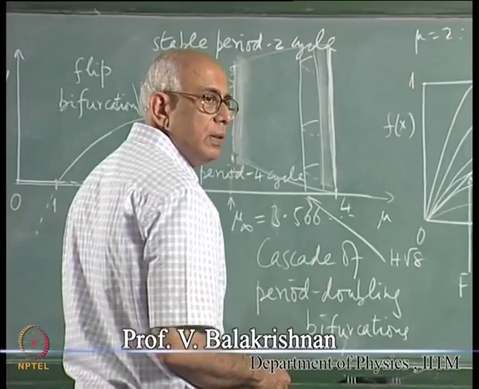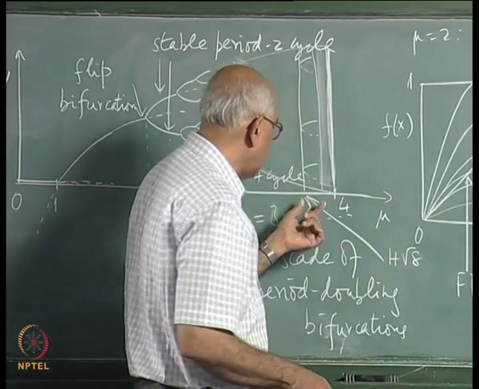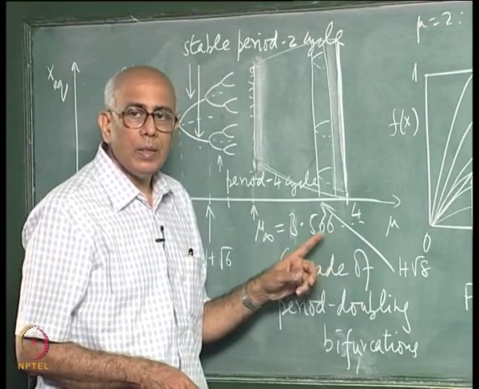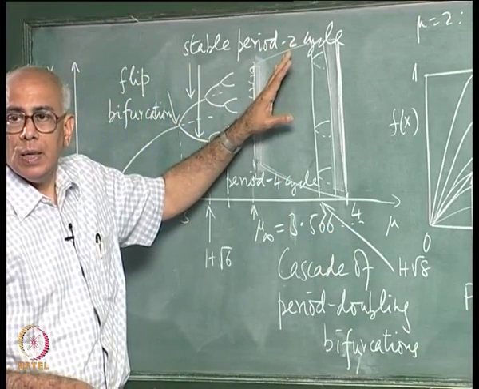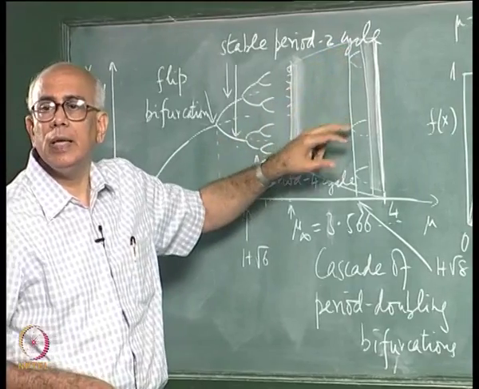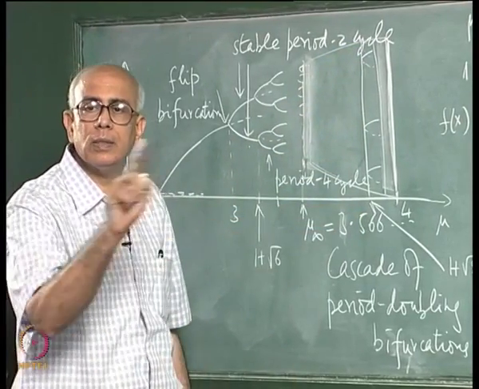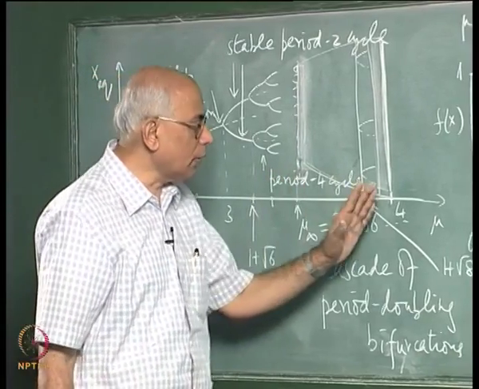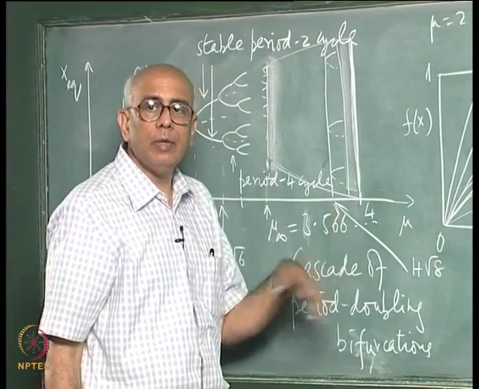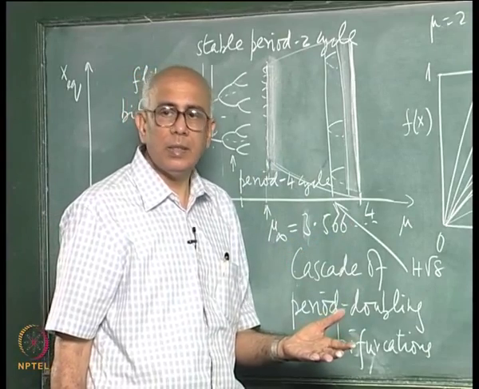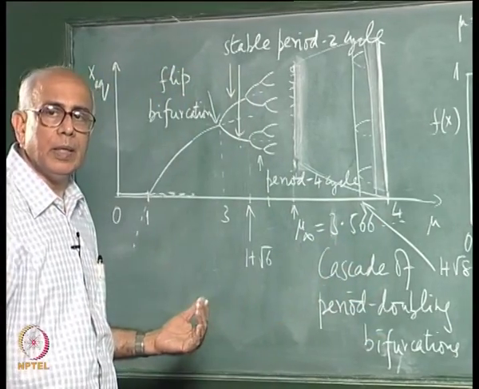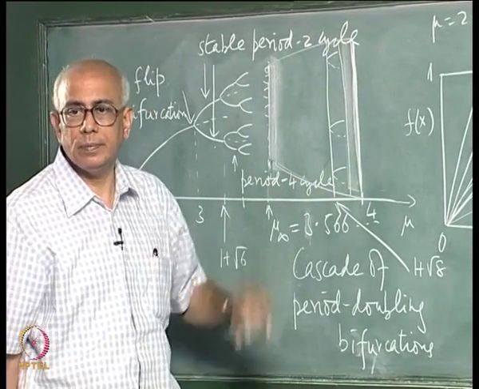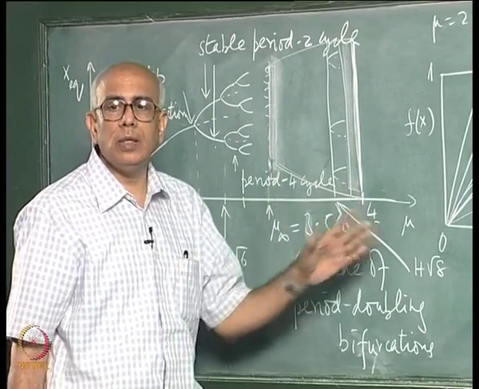And the last of these, the very last of these periodic windows happens at 1 plus root 8 as a value of mu, when the chaotic attractor disappears and the system falls into a stable period 3 cycle. So there are 3 points and it flip-flops between these 3 points. That continues for a while, a small range of mu, and eventually that periodic cycle becomes unstable. All the other integer periods also become unstable, and the system has no recourse but to become fully chaotic. And this continues till mu equal to 4.